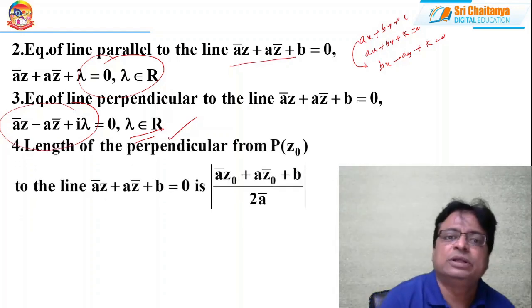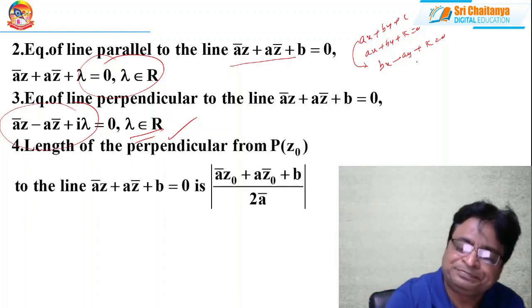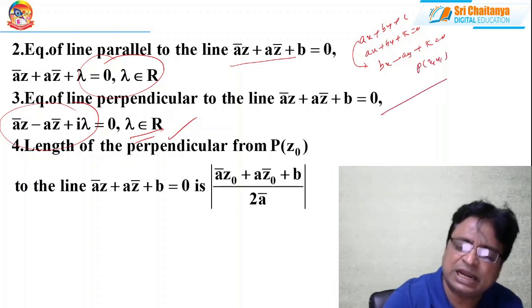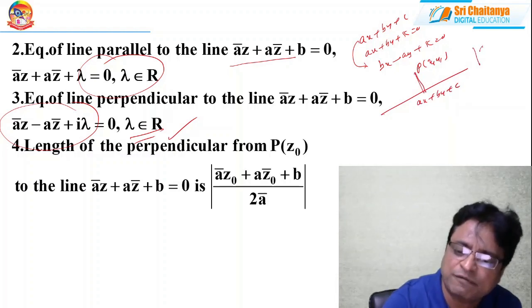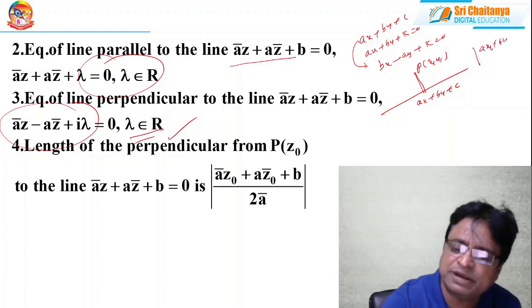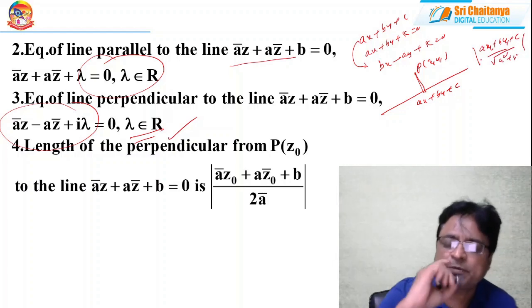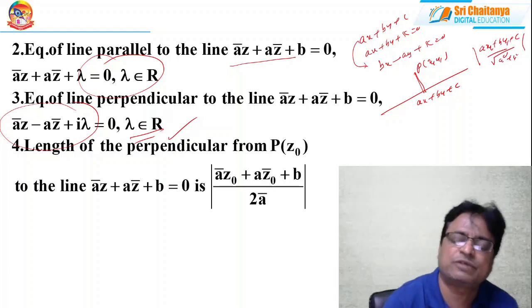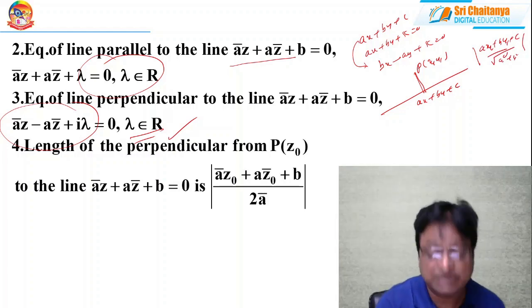Now coming to the length of the perpendicular. If P(x1, y1) is a point and a line ax + by + c = 0 is given, what is the length of the perpendicular drawn from P onto the line? This is |ax1 + by1 + c| / root of (a square + b square). That means we are substituting that point on the line and taking the square root of a square and b square. The same thing holds good here.